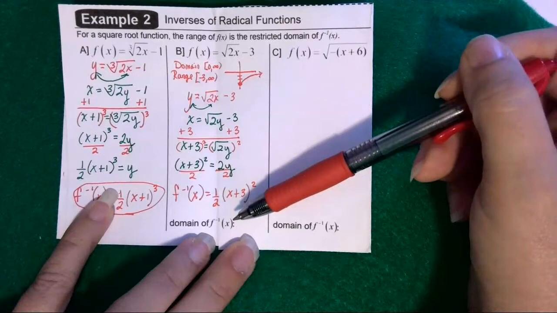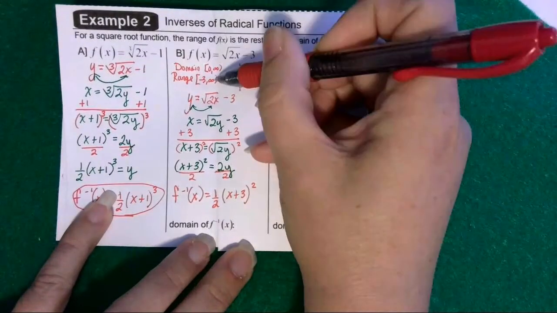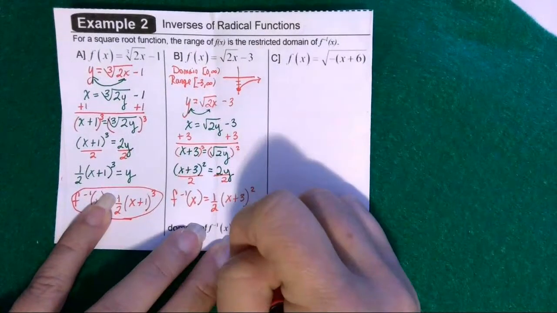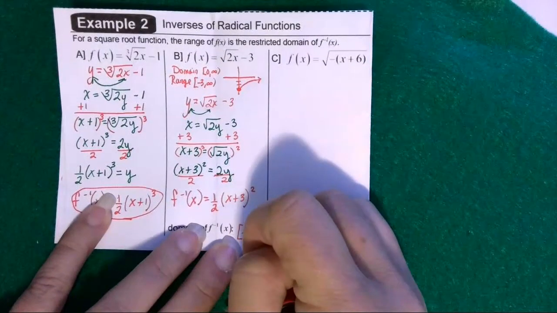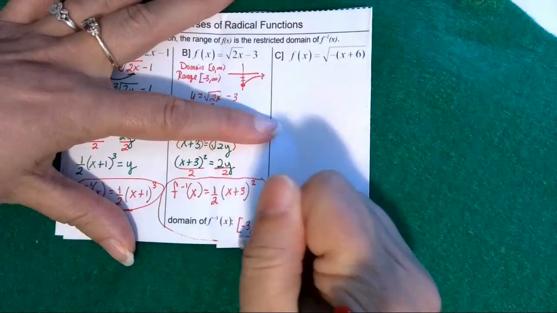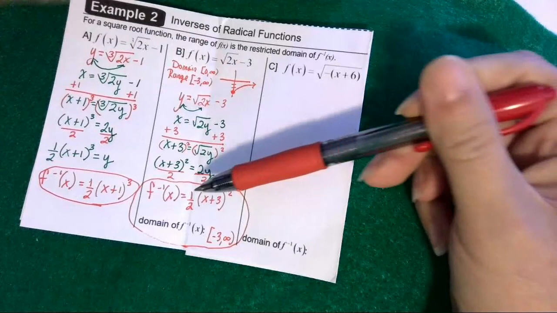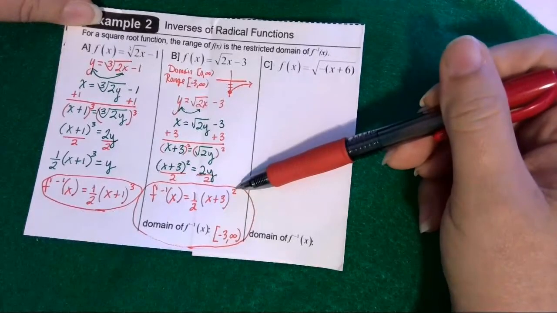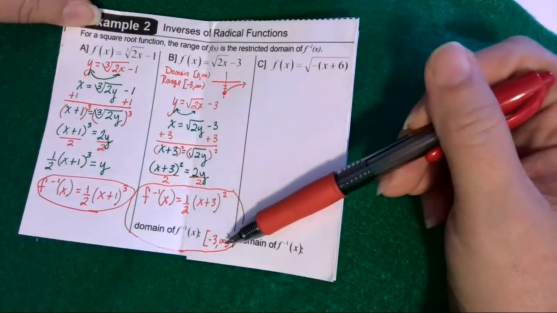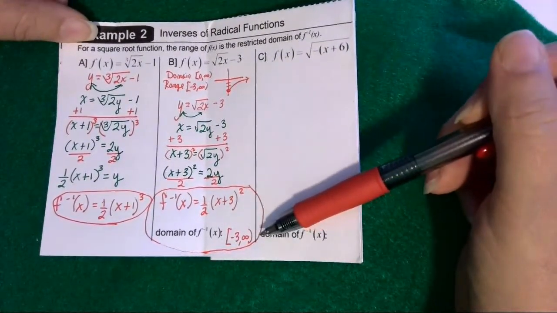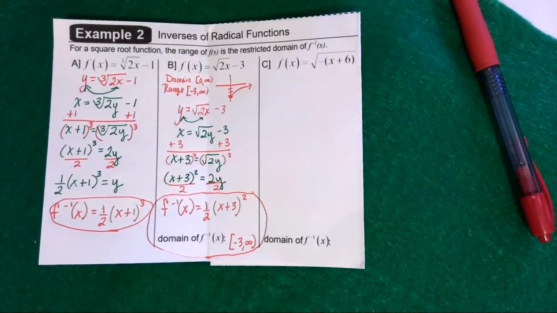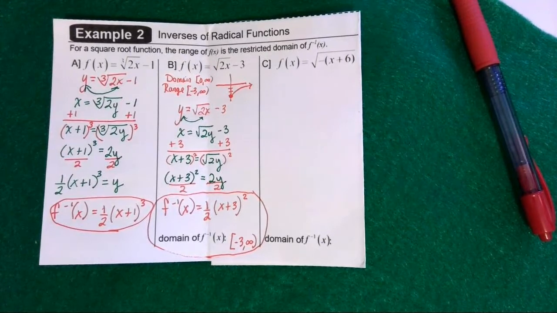So the domain of my inverse is whatever the range of my original function was, which was -3 to infinity. And so the inverse equation is 1/2 of the quantity x plus 3 squared, but only with a restricted domain of -3 to infinity. Okay, and I'm going to switch over to Desmos here real quick to show you what that looks like on the graph.